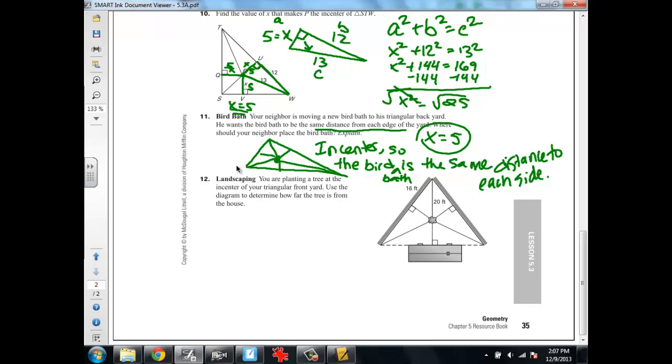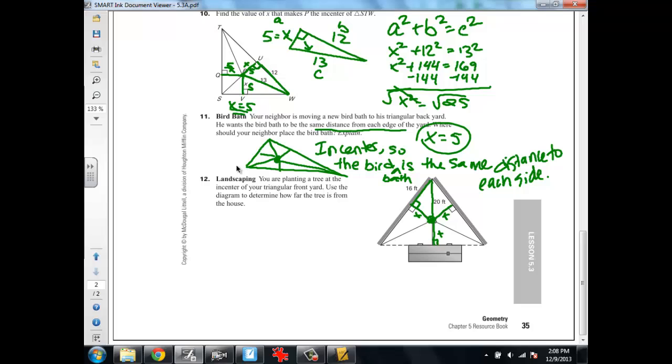And 12. You're planting a tree at the incenter of your triangular front yard. Here's the incenter. Use the diagram to determine how far the tree is from the house. I want to know this distance right here, which is the same as that distance, and that distance. Do I know any of them? This is 20, this is 16. I don't know this side, which is the same as that one, and that one. I don't know any of those three, right?